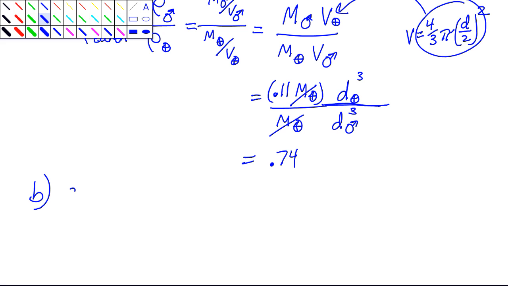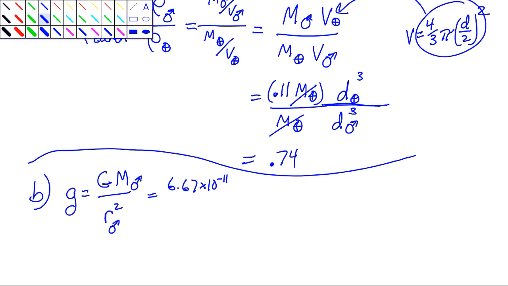Well, I've already shown that g is GM over r squared. But here we're just using the radius of Mars and the mass of Mars, which we have those values. It's 6.67 times 0.11 times the mass of the Earth, which is a number that I've already given you, 6 times 10 to the 24. Again, not a number you need to know, one I'll give to you.